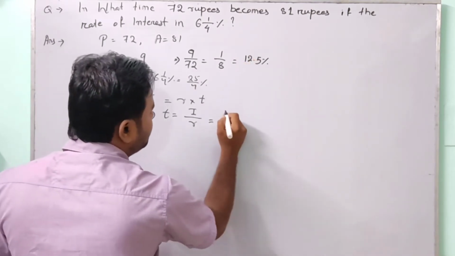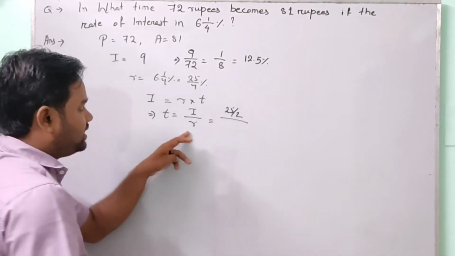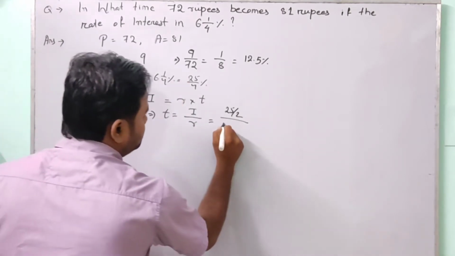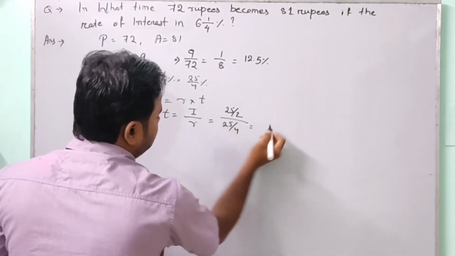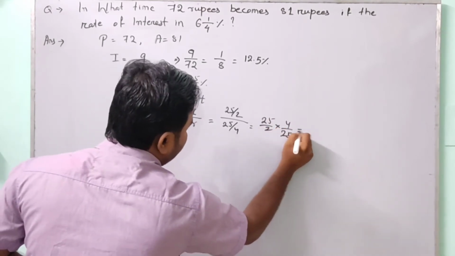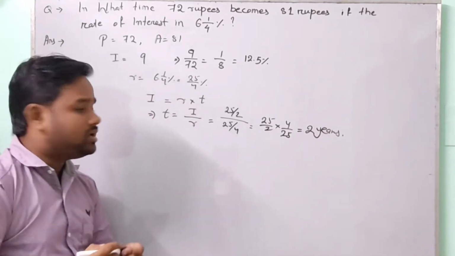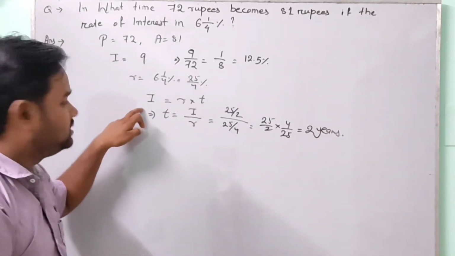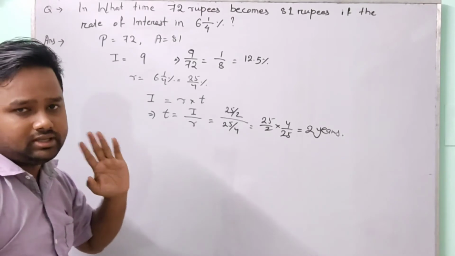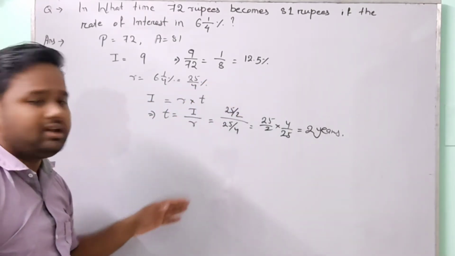So 12.5, which is known as 25 by 2, divided by the rate of interest, 25 by 4. So here 25 by 2 into 4 by 25. So here the answer is 2 years. So here we have only to use this formula: I is equal to R into T, if the interest is calculated in percentage. Okay, let's go for the next question.